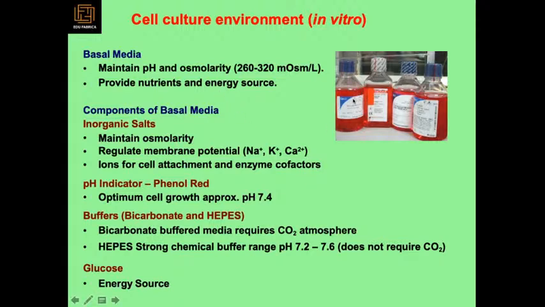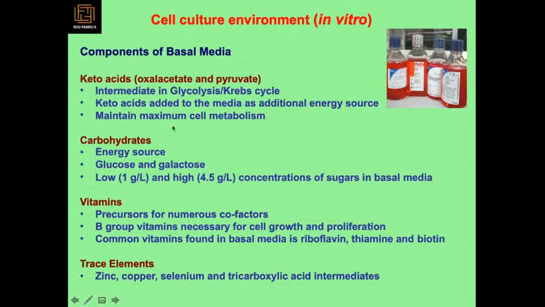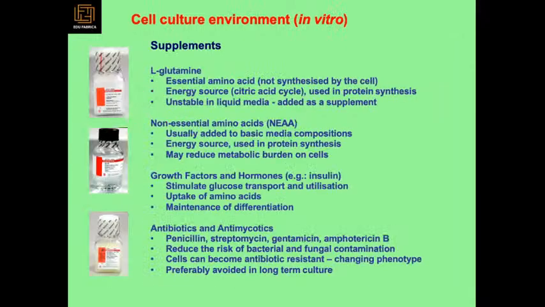This phenol red color that you're seeing means the pH is approximately neutral, that is pH 7.4. And some buffers are also added, like bicarbonate and HEPES. Bicarbonate buffered media requires a carbon dioxide atmosphere, whereas HEPES is a strong chemical buffer with a pH range of 7.2 to 7.6 and does not require carbon dioxide. We also add glucose, which is the main energy source. So mainly inorganic salts, pH, phenol red indicator, buffers and glucose are part of it. Beyond that, there are also keto acids, carbohydrates, vitamins, trace elements. All these are quite important for the production of a cell culture.